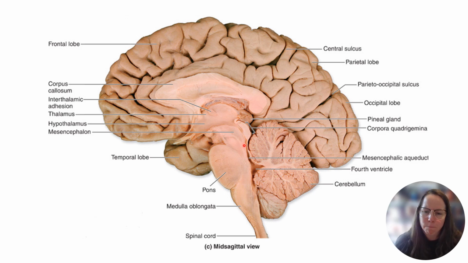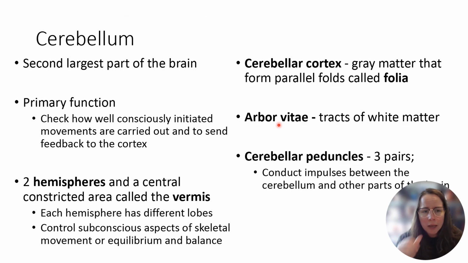So where are we headed? The next thing we're going to talk about is our cerebellum. We're not going to get into it too much, but there are some structures that we do want to talk about. So again, the cerebellum is the second largest portion of the brain, and we're going to be looking at all of these structures in labs. So you'll really be able to see almost every structure in this lecture in the lab room.